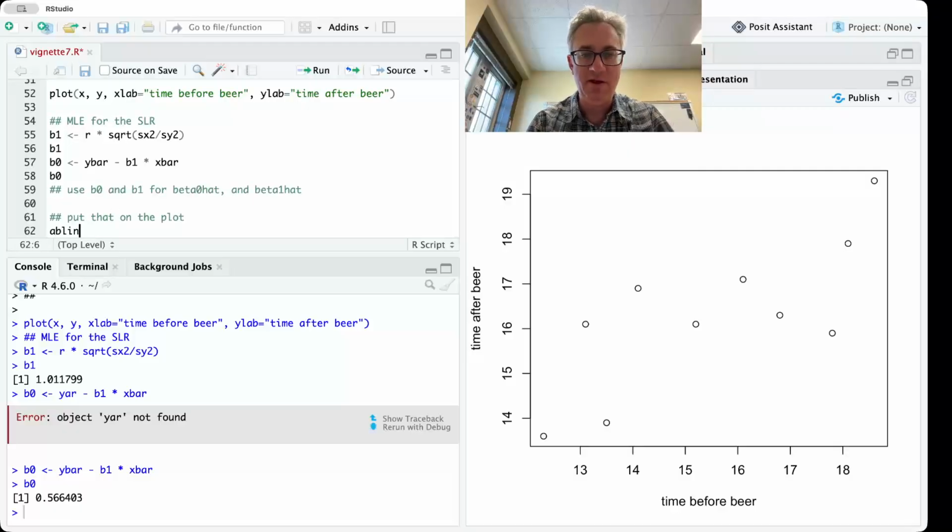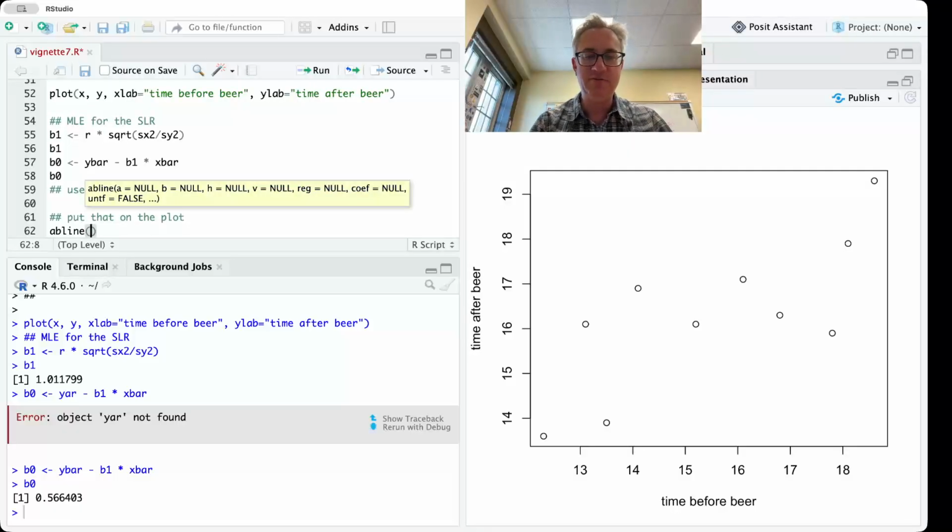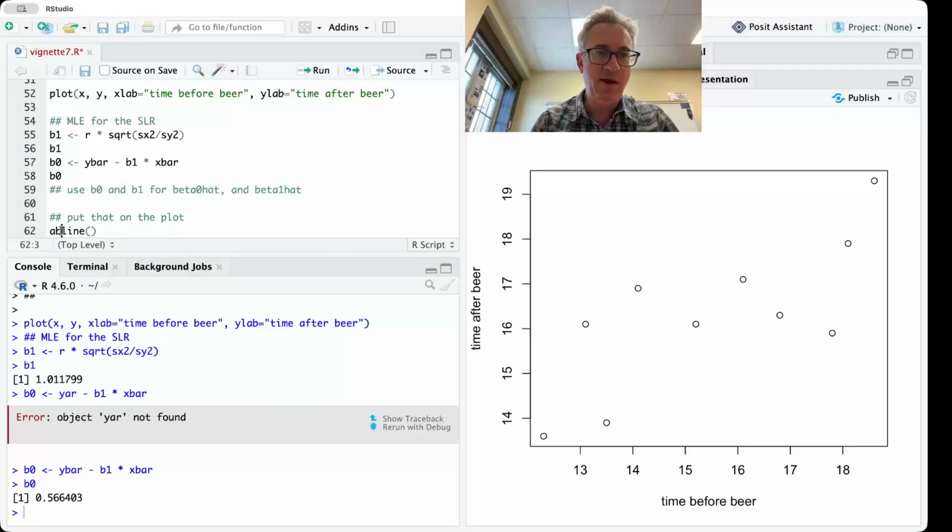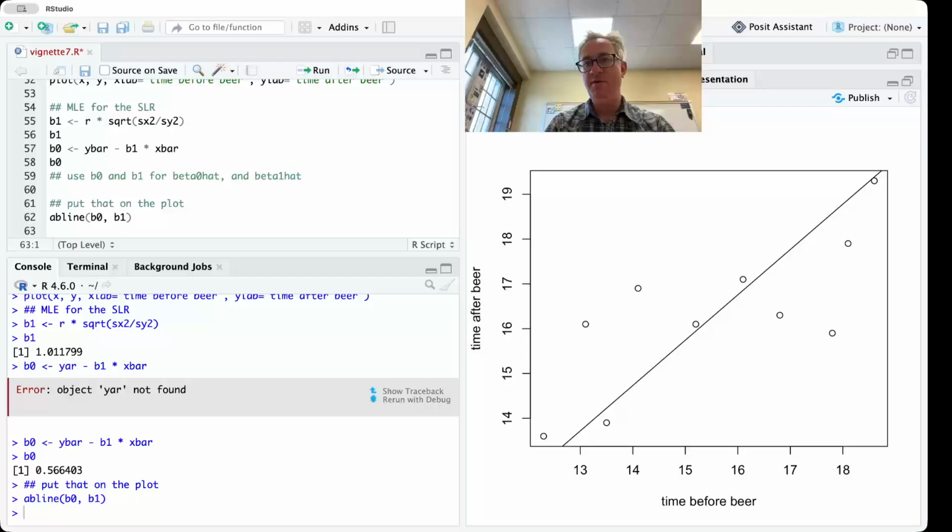We've used the abline command for vertical lines in the past, but it's actually designed to take parameters a and b, a for the intercept and b for the slope. So I can do slope and then intercept, and then it'll put the estimated line on the plot. Okay, so that should be right. So that is the line of best fit. That is the ordinary least squares or MLE line.